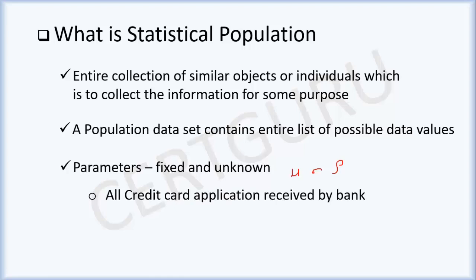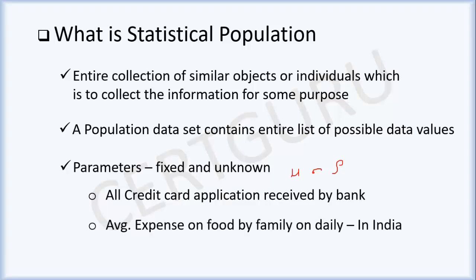A few examples of populations are: 1. All credit card applications received by a bank. It could have n number of applications. Average expense on food by a family on a daily basis. All votes cast in an election poll. So it could be n number of people who have cast a vote.